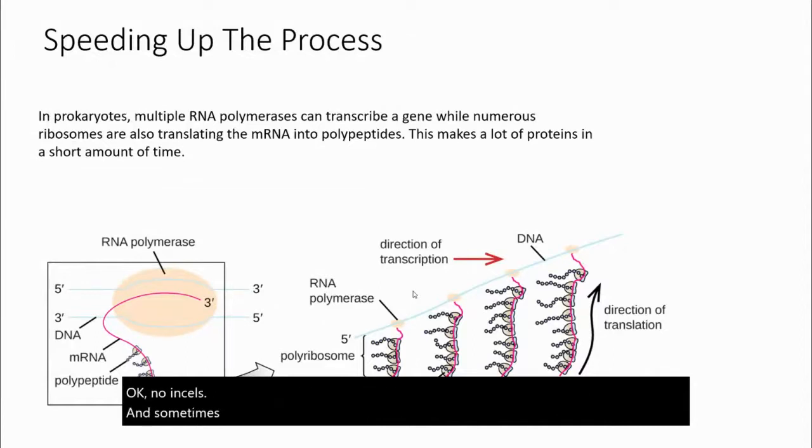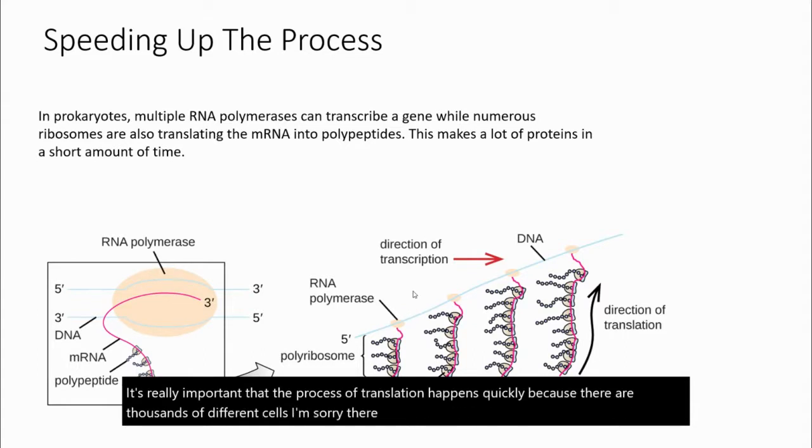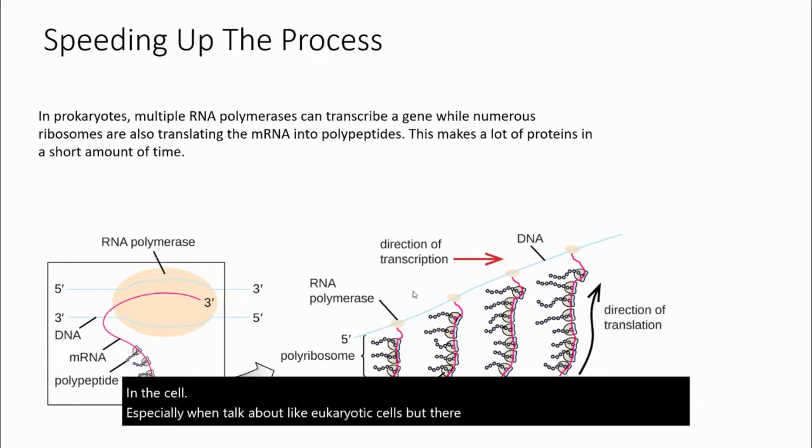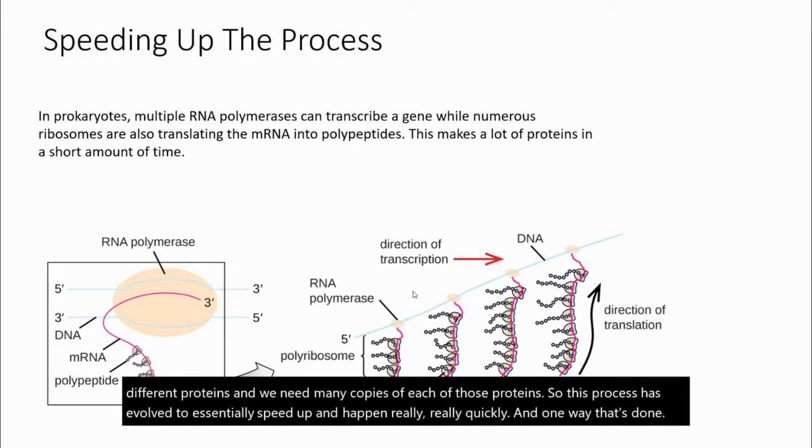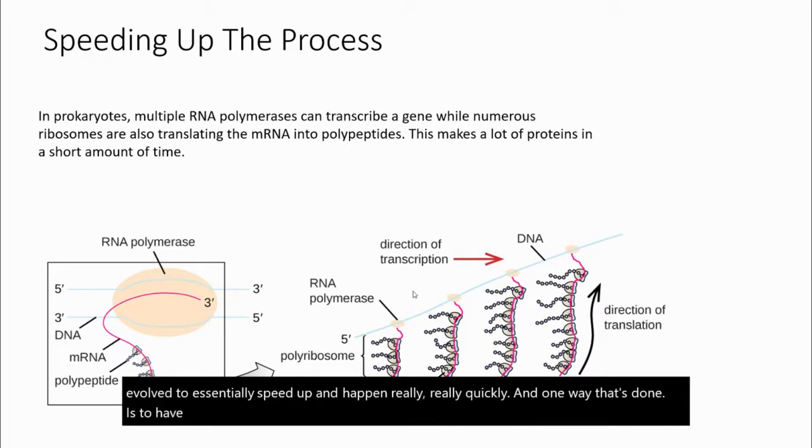Now, in some types of cells, it's really important that the process of translation happens quickly because there are thousands of different proteins in the cell, especially when we're talking about eukaryotic cells. There are tons of different proteins, and we need many copies of each of those proteins. So this process has evolved to speed up and happen really, really quickly. And one way that's done is to have multiple RNA polymerases on a single DNA gene.